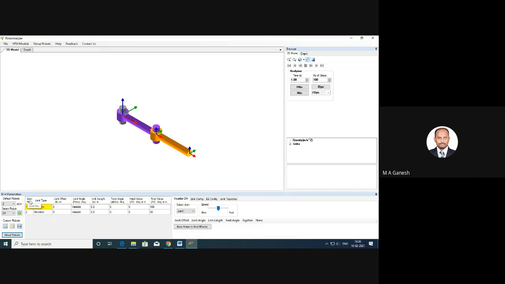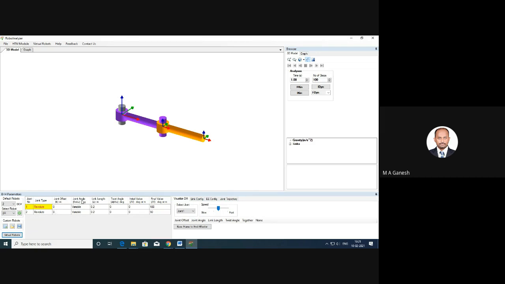So you have two joints. By default, you get this 2DOF revolute joint robot. As you can see here, since it has two joints, you have number one and number two, both joints are revolute joints. So this is the joint offset. Now the joint offset is 0, which is given in meters.